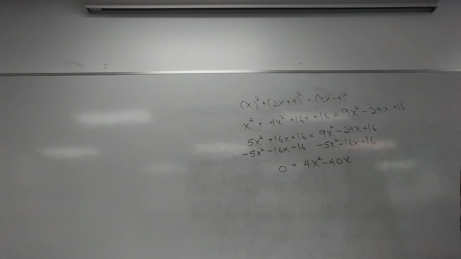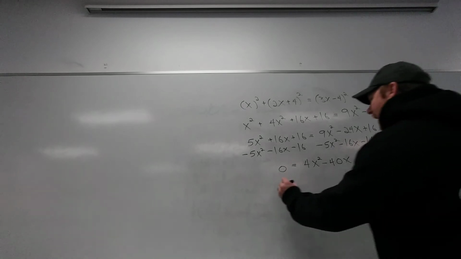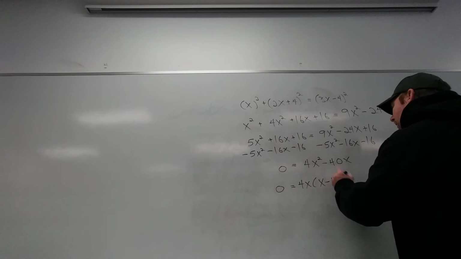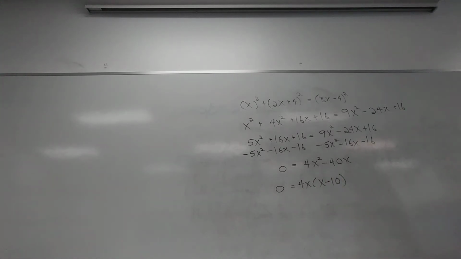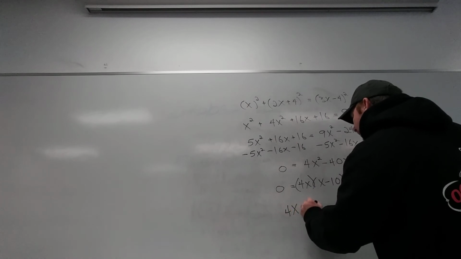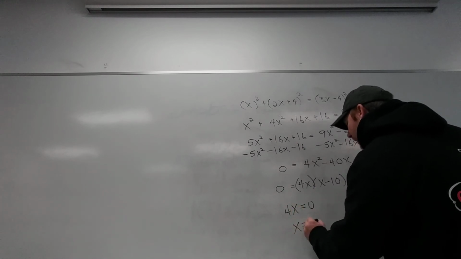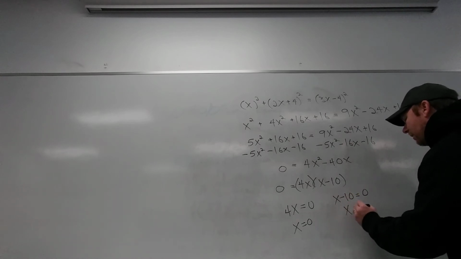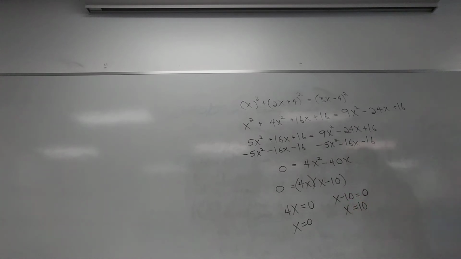I don't have to use the AC method. All I have to do to factor this is pull out the GCF, which is 4x, and it's considered factored. So I have two possibilities. 4x could equal 0, in which case x would have to be 0, or x minus 10 would have to be 0, meaning x is 10.